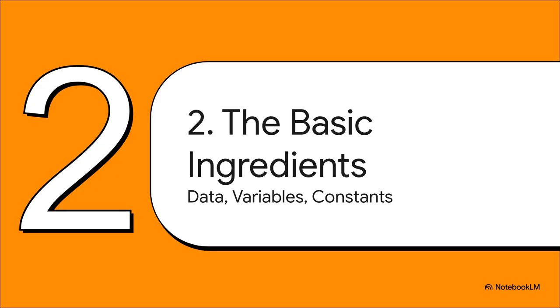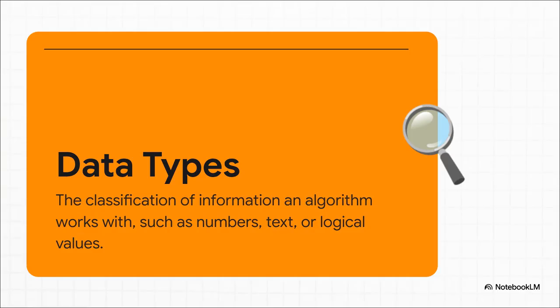Now, you can't start cooking without your ingredients. It's the same in programming. And in the programming world, our ingredients are data. So let's take a look at the basic building blocks that every algorithm needs to work with. First up, we've got data types. You can just think of these as your ingredient categories. Are we working with liquids, solids, spices? For computers, it's things like numbers, like 350 degrees, or text, which programmers call strings, like the name of your recipe, awesome chocolate cake. And then there are simple true or false values called booleans.